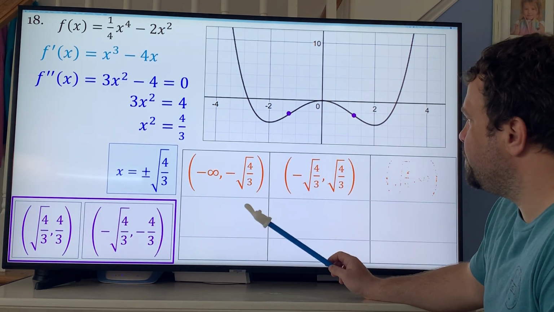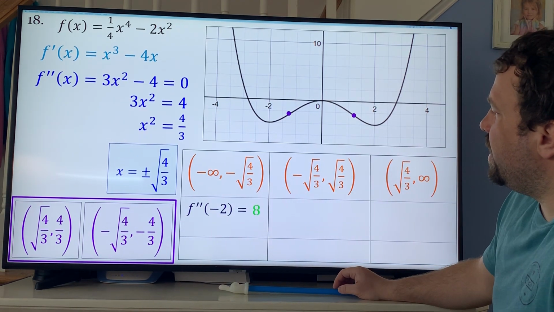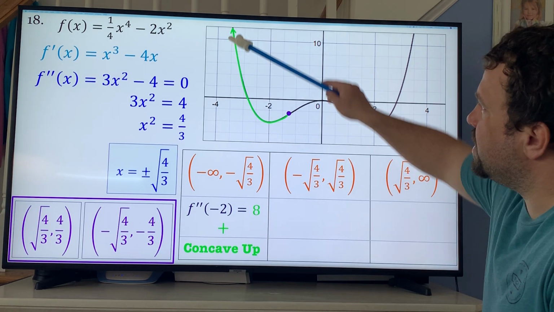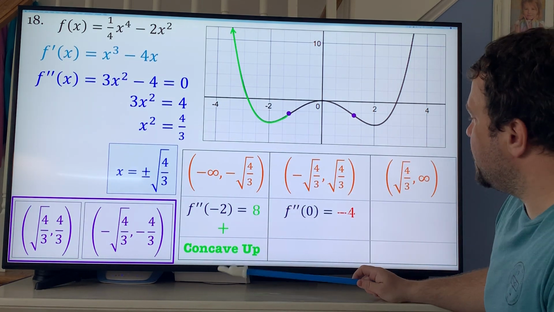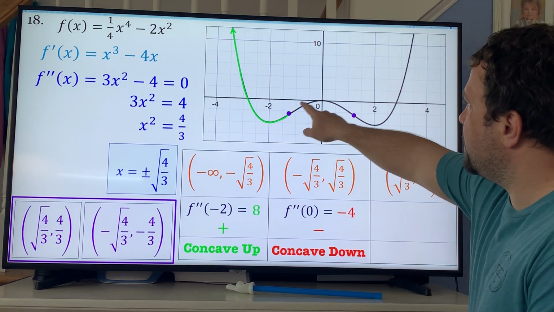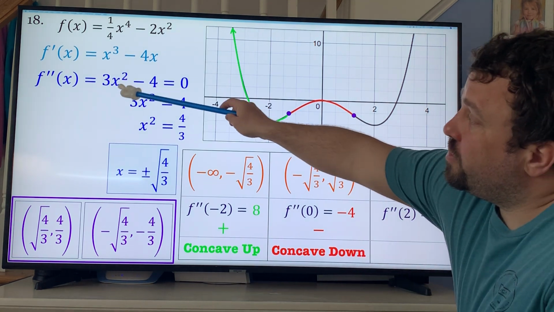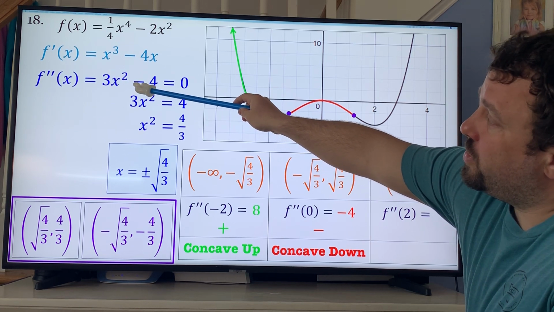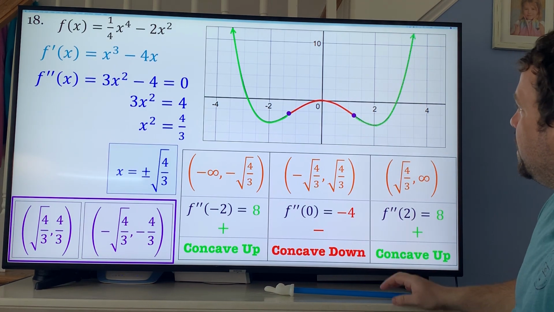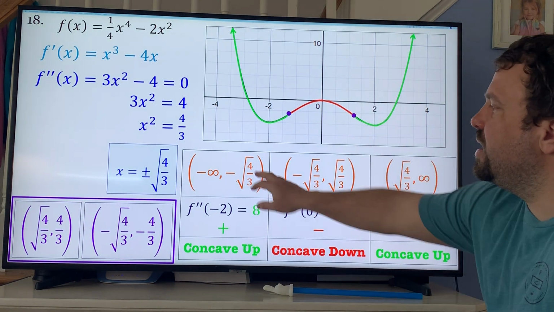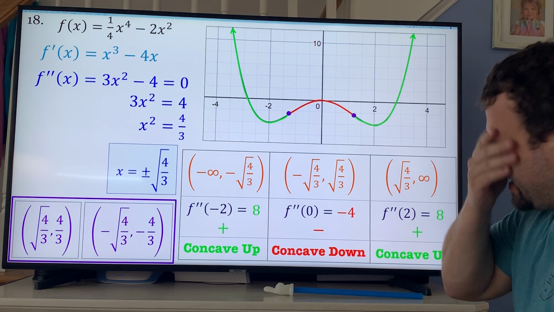If I type this in, all right, I've got my intervals. Pick a number like -2. You get 8, positive, concave up. Notice, from here to here, it looks concave up. Pick a number like 0. 0 minus 4 is -4, negative, concave down. And then pick a number between these two, like 2. 3 times 2 squared, 3 times 4 is 12, minus 4 is 8. Positive, concave up. The graph shows you exactly what you're doing here. Once again, if you want to use decimals instead, that's fine. It's about -1.2 and positive 1.2-ish.